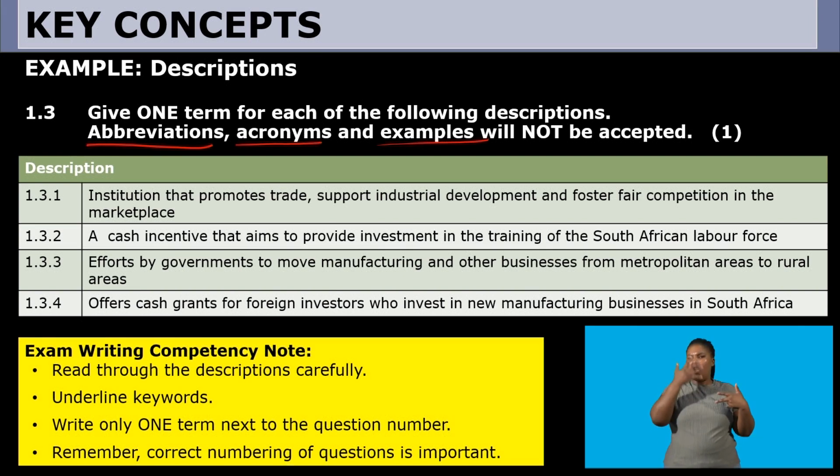1.3.3, efforts by government to move manufacturing and other businesses from metropolitan areas to rural areas. 1.3.4, offers cash grants for foreign investors who invest in new manufacturing businesses in South Africa. So these are the descriptions. Let us now give the correct terms that match these descriptions.